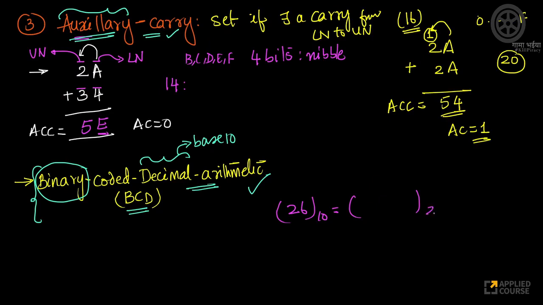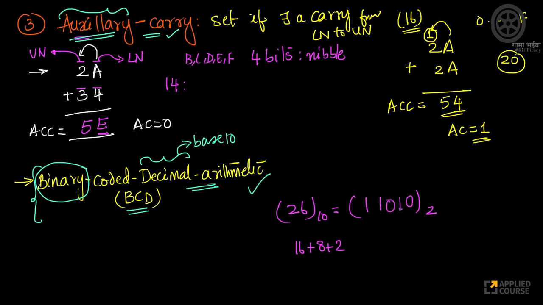If you write it in base 2, right? You have 16, so let's write this down. You have 16 plus 8, which is 24. 24 plus 2, right? So 2 power 0 is not there, 2 power 1 is there, 2 power 2 is not there.